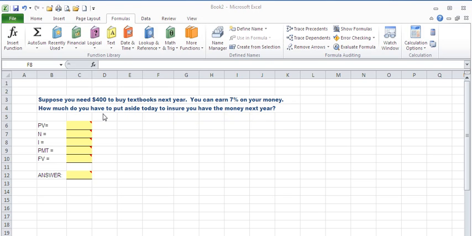Well, this is the key indicator. It's asking us what we need today to ensure that we'll have the money next year. That would be a present value problem. In this case, we do not know present value. That's what we're solving for. I'm going to leave it blank.